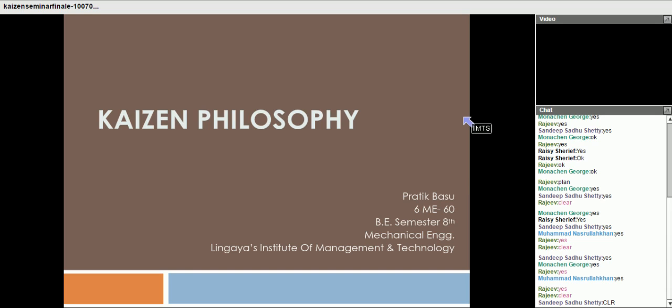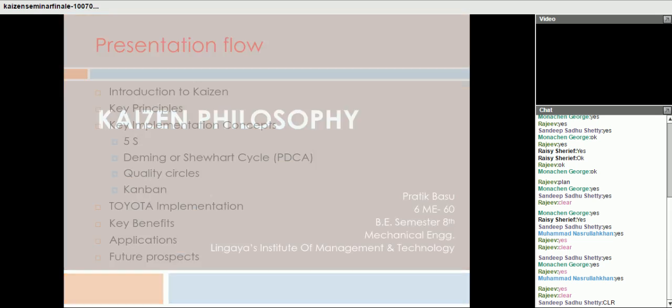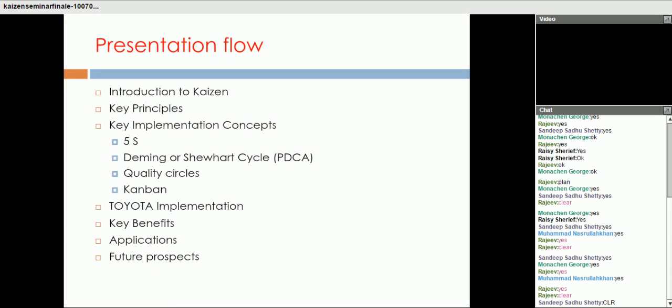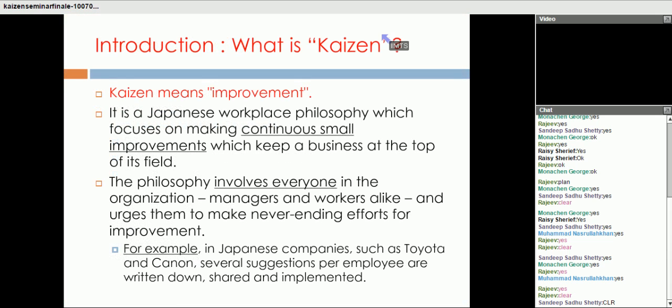Now moving on to the last part of today's class, that is Kaizen philosophy. Kaizen is a Japanese word, as we have seen in the previous slide, which means continuous improvement. So what is Kaizen? Kaizen means improvement.